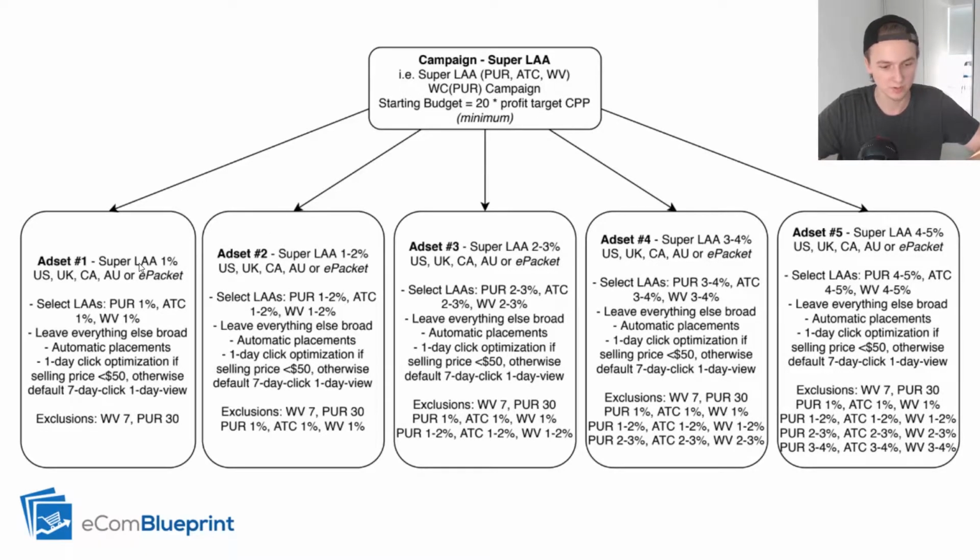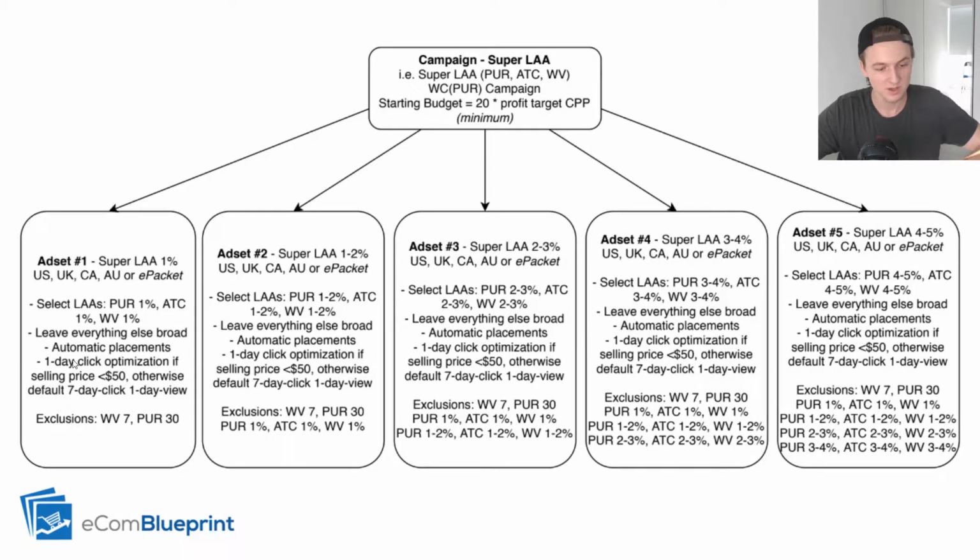And so ad set number 1 is the super lookalike 1%. When you're creating your lookalikes, you want to use the US, UK, Canada, Australia, or all of ePacket. All of ePacket is best when you have a lot of data. When you're just starting out, I recommend these 4. And so you want to select the 3 lookalike audiences. You want to select purchase 1%, add to cart 1%, website visitors 1%. Leave everything else broad. You don't want to narrow it down by age or by location. You want to leave everything broad.